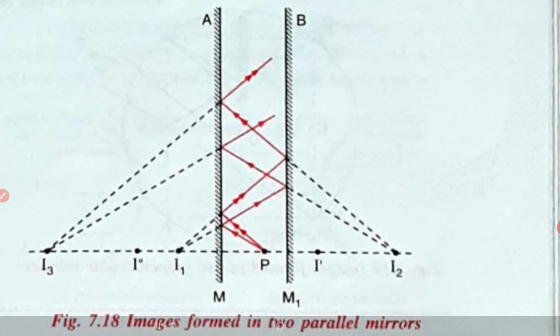Suppose you place one object P here in between these two parallel mirrors. Obviously the object will throw light in this direction, in this direction, in many directions. But according to the book, we are just taking this particular direction here. It can go here also. Therefore no rays are given for I dash and I double dash and all. These are for the reflections of this particular ray.